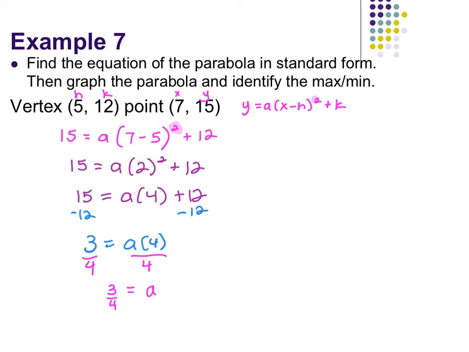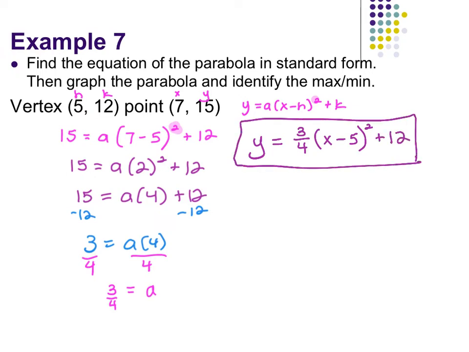Now I take and plug back in the a, which is 3/4, the h, which is 5, don't forget the squared, and the k, which is 12. So common mistakes are the squareds and leaving off the y. You need the y. The y is part of your equation. Now it says identify the max and min. Well, then it says graph the parabola, right?